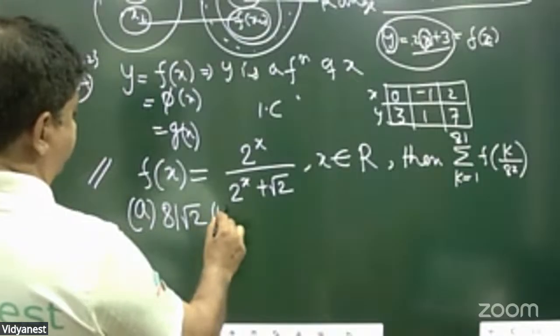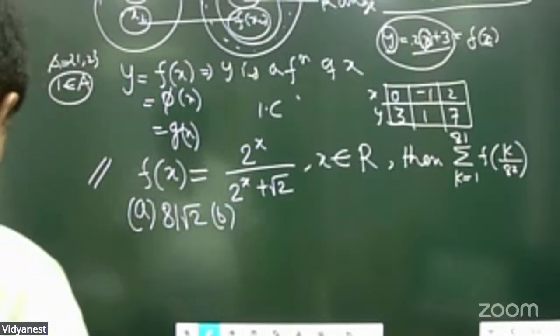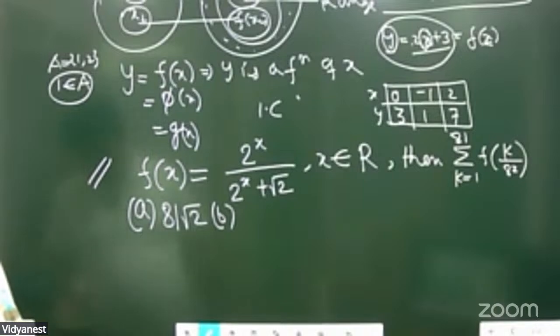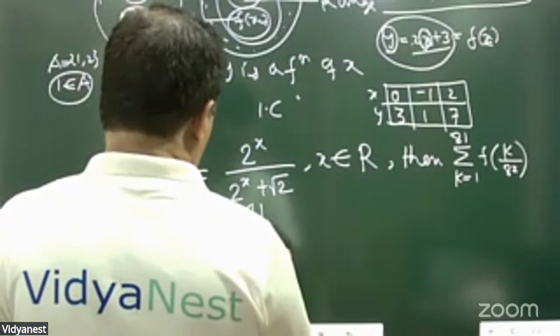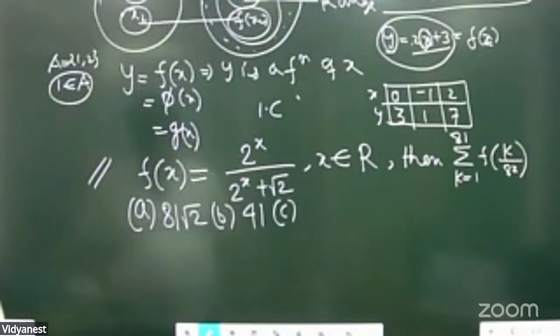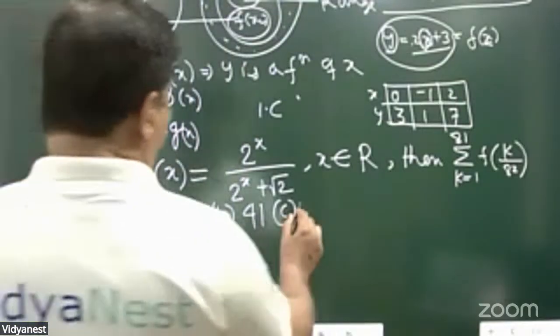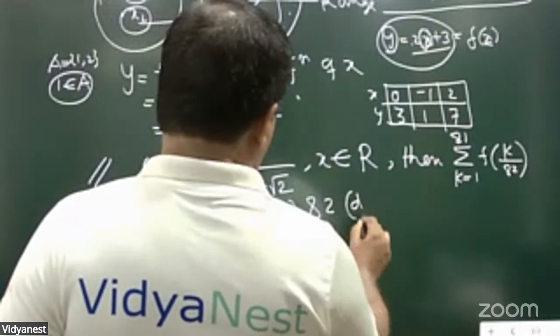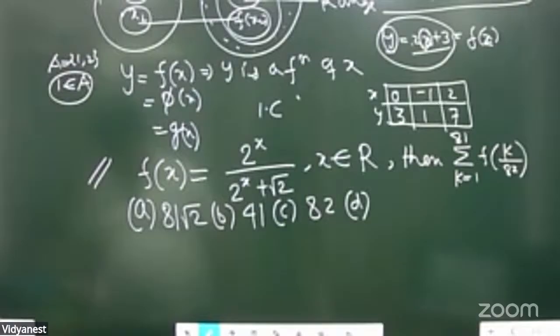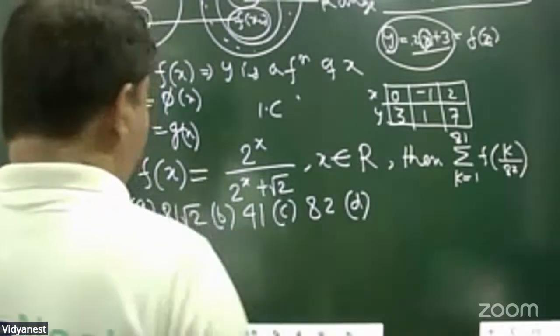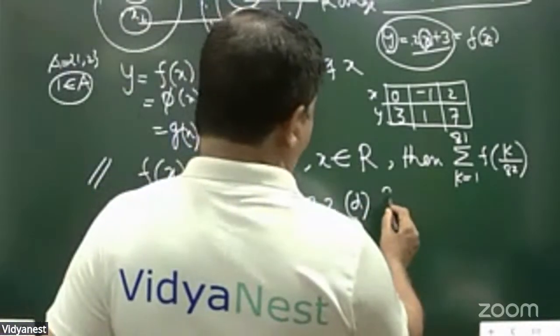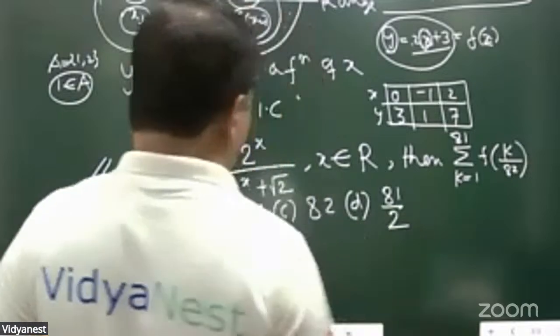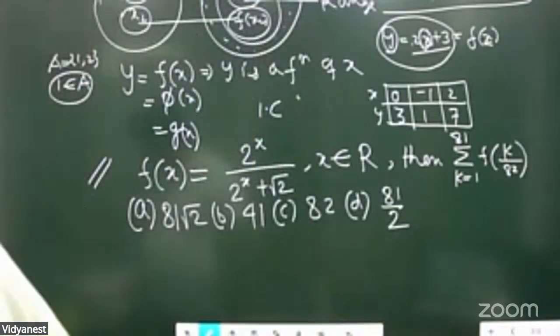Option A is √2, option B is 41, option C is 82, option D is 81/2. Okay, there are 4 options.